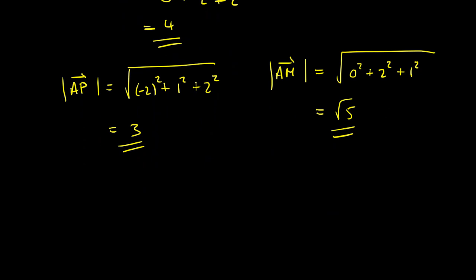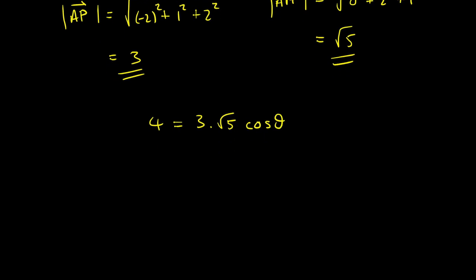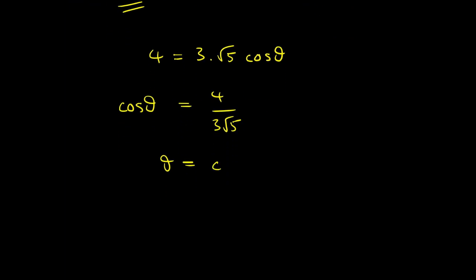So the scalar product of the two vectors, 4, is equal to the magnitude of AP, 3, times the magnitude of AM, which is root 5, times the cosine of the angle between them. And so therefore, cos theta is going to be equal to 4 divided by 3 root 5. And theta is going to be equal to the cos inverse of that, 4 upon 3 root 5. Well, this is where we need to get out our calculators, and hopefully you should be able to get an answer. Okay, and I get 53.4 degrees, which is our answer.